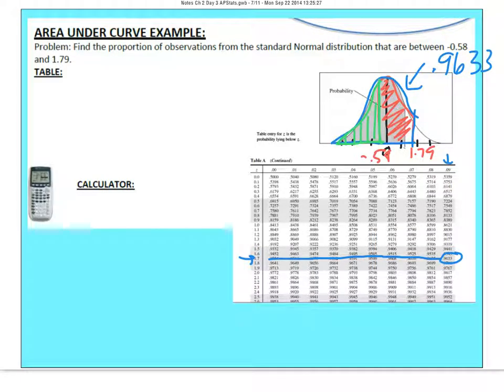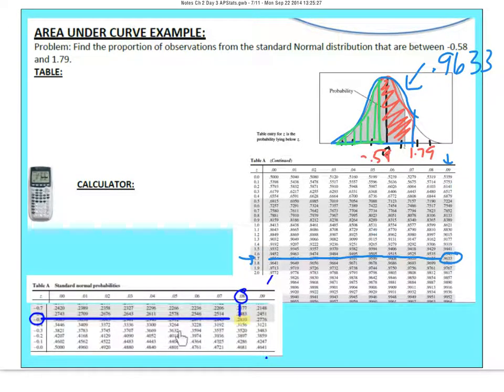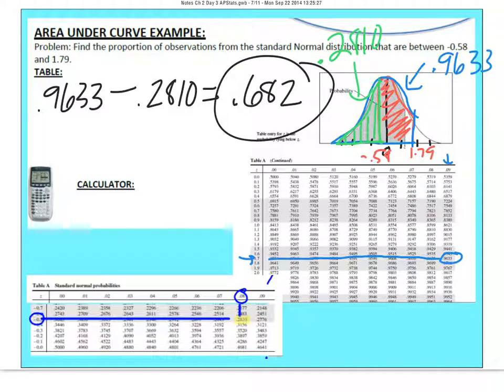Now there's also a second table that they have. They do have negative z-scores supplied to you. So if you also look in the back of the note packet, you're going to find this z-score table. And the negative one, if we do negative 0.5 and we find the 0.8, we're going to see that the area here in the green is 0.2810. So if we go ahead and subtract these two values, we're going to end up getting 0.682. Again, this is an acceptable way to write it, or 68.2%.